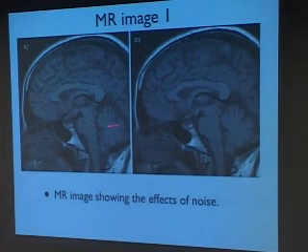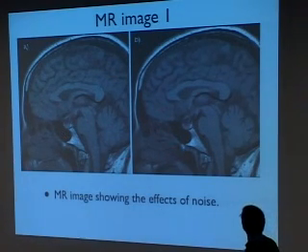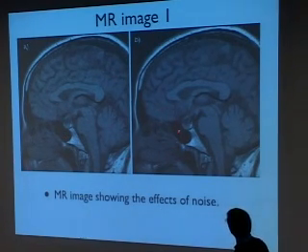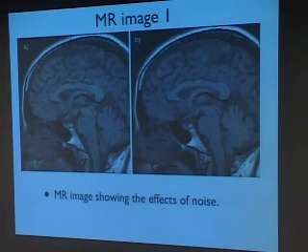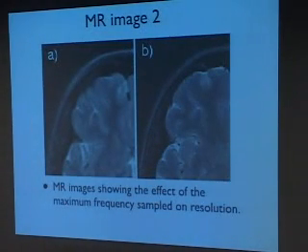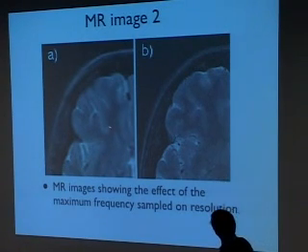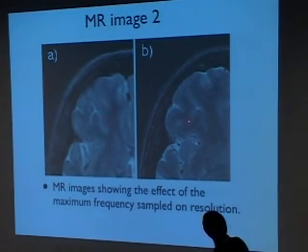So here's an image that shows just the effects of noise. This is the same thing, but this is with 4 signal averages, and this is with 1. And you see that the noise actually degrades the image. No big surprise, but it's just nice to see it. And here is an image that shows the effects of how far out you go in frequency space. Here I think we go out half as far as we go over here, or maybe a quarter as far. And you can see that there's tremendously more resolution here than there is over there.